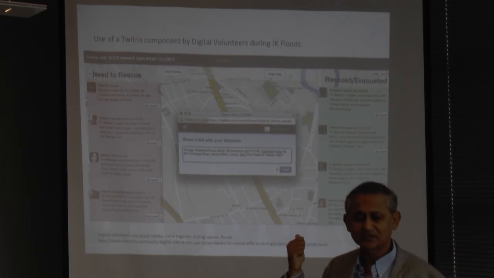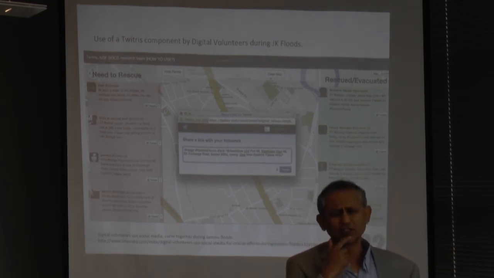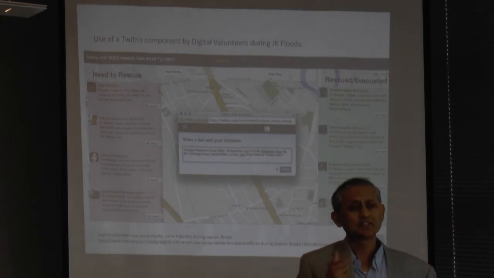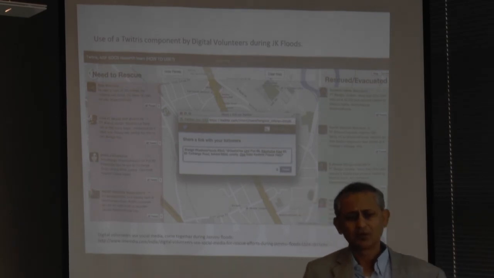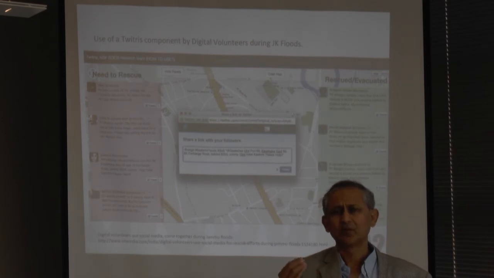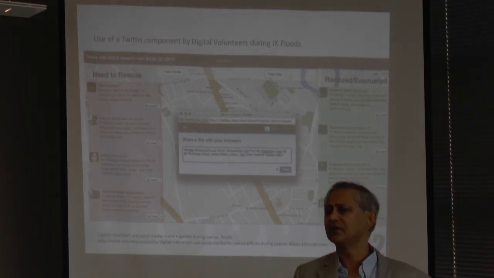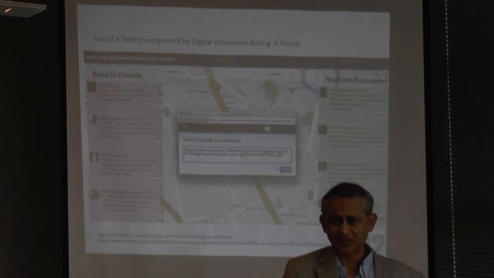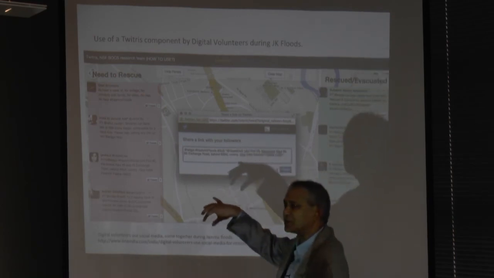Now this is the thing in the real world. During the Uttarakhand floods and the Jammu and Kashmir floods last year, Hemant Purohit initiated an effort, and there were six digital coordinators, one in Singapore, him being here, and four in India, and they brought together hundreds of digital volunteers. This has to happen more or less in real time. And then they were given this tool, which is a component of Twitris.